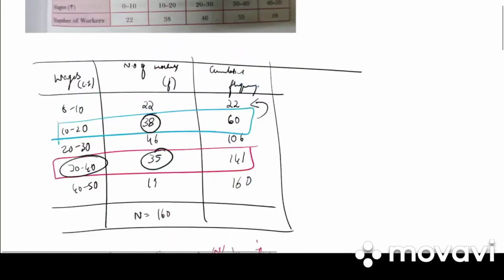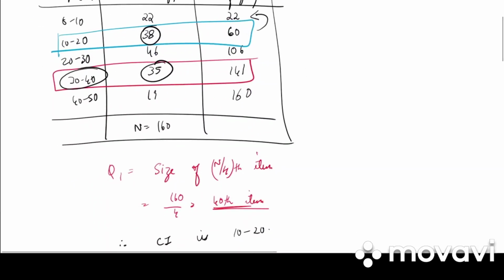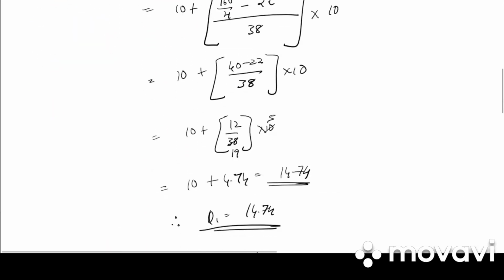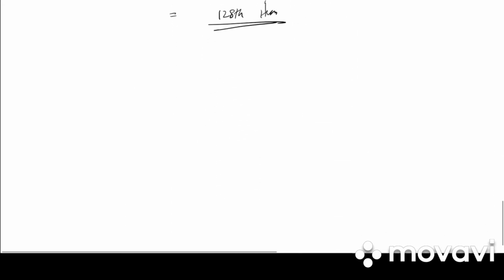Next they have asked D8. D8 is equal to size of 8 into n divided by 10th item. So 8 into n is how much? 160 divided by 10. 16 into 8, size of 128th item. Again we go to the table, 128. So the class interval is again 30 to 40. Therefore the class interval is 30 to 40.